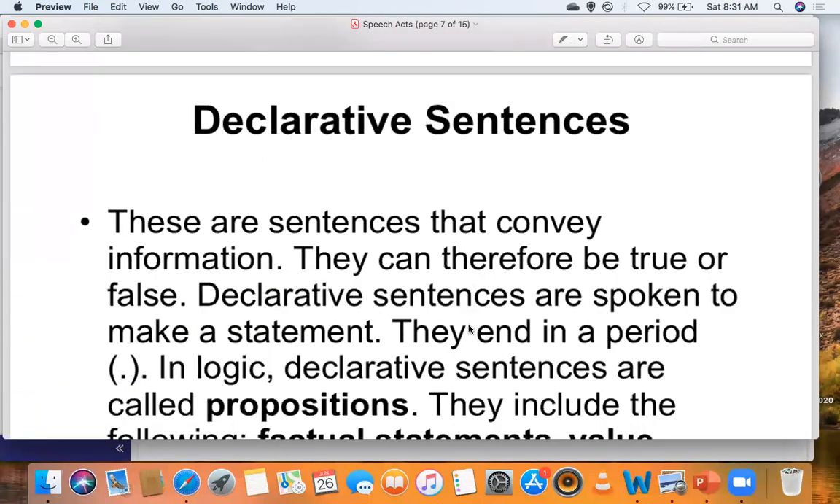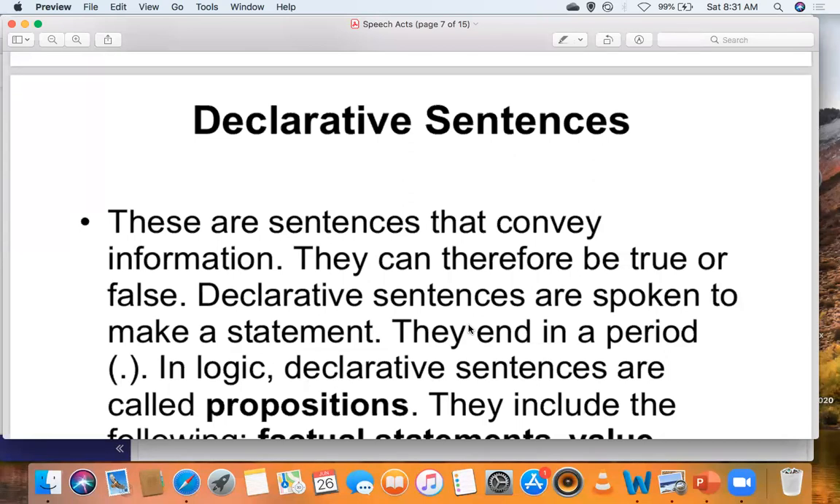Then we have declarative sentences. Declaratives are sentences that convey information. This is the third kind of speech act we're looking at. Whilst interrogatives are spoken to solicit information and imperatives are spoken to get someone to do something, declaratives are spoken to provide information. So declaratives can therefore be true or false. When you provide information, the information you've provided can be true or false.